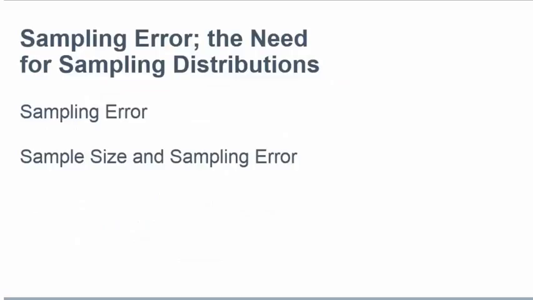To recap the section Sampling Error and the Need for Sampling Distributions, the sampling error is the error resulting from using a sample to estimate a population characteristic. Sample size and sampling error: the larger the sample size, the smaller the sampling error tends to be in estimating the population mean mu by the sample mean x bar.